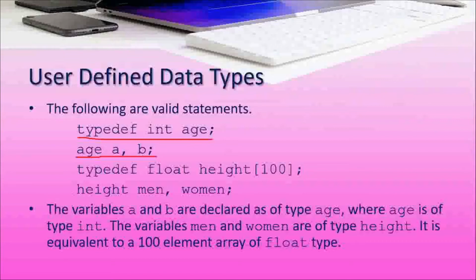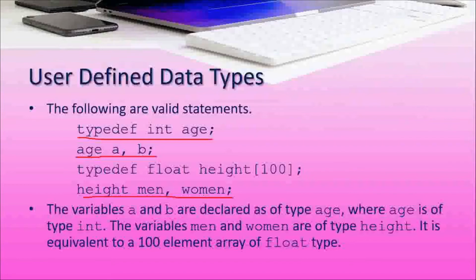So then if you define two variables with this particular expression, that is height men comma women, then men as well as women, both these variables will be of type float with an array size of 100. That is, men and women will be an array of floating point values with the array size as 100. So this is how the user defined data types can be used.